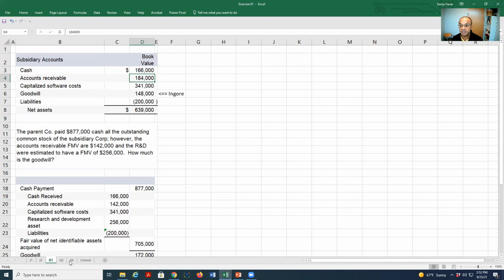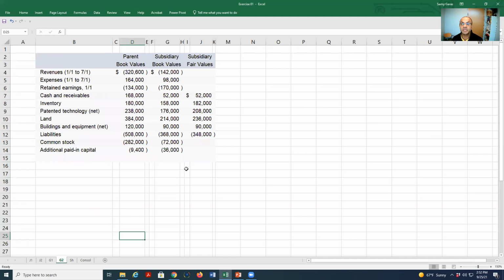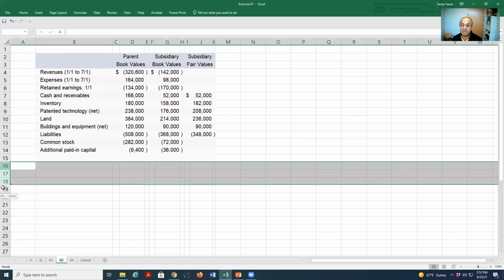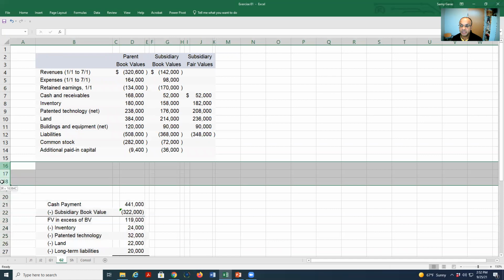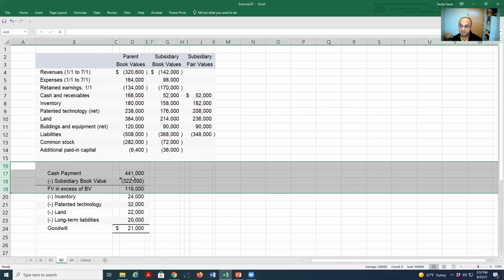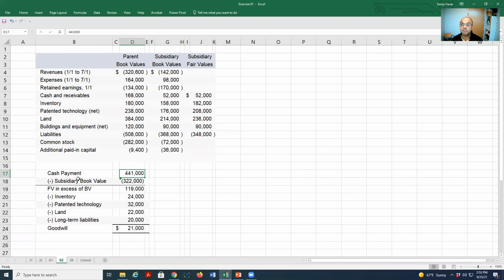The last exercise in this video is showing the parent company and the subsidiary company. And the subsidiary company has fair value for some of the accounts. And now we need to calculate the goodwill as we did in the previous example. So here we start by the cash payment as we did in the previous example, 441, minus the subsidiary book value, 322. We get the fair value in excess of the book value, minus all the assets and the liabilities, we get the goodwill 21.